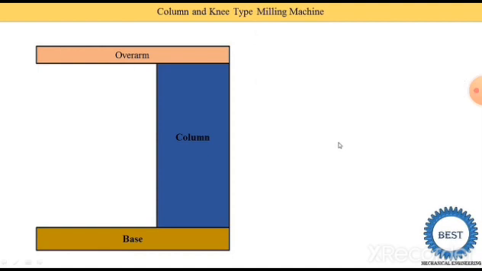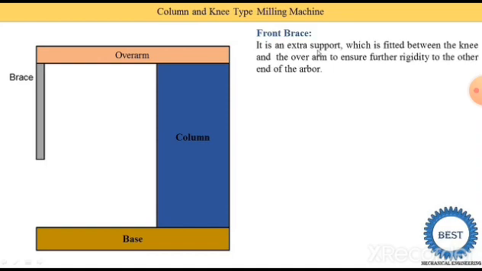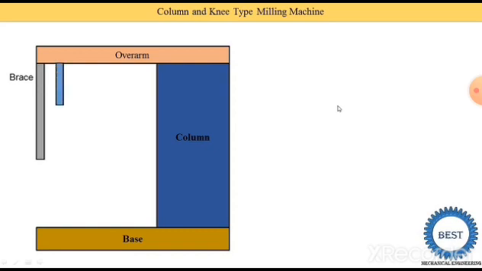Okay. Now the next component is the front press. The front press is an extra support fitted between the knee and overarm to ensure further rigidity to the other end of the arbor. Every machine does not have this front press. In some machines you see a front press, and it supports the knee and the overarm.